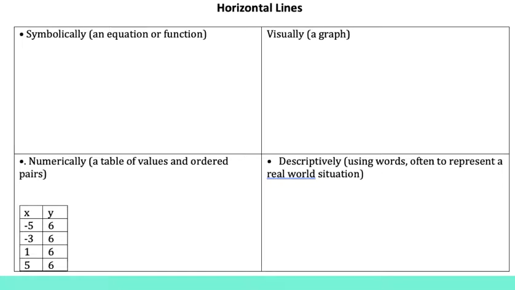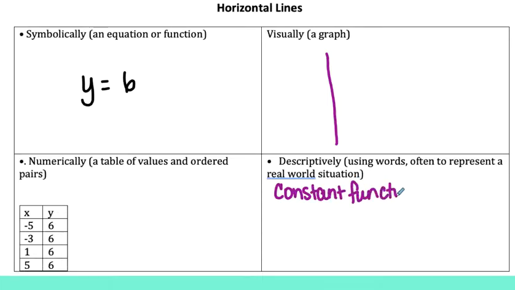Well, symbolically as an equation, it's different than a vertical line. A horizontal line, y equals maybe 6. Okay, visually on a graph, we know that it's the constant function. So I'm going to actually write that. It's the constant function because it stays constant as we move left and right. Meaning here I am at 1, 2, 3, 4, 5, 6.